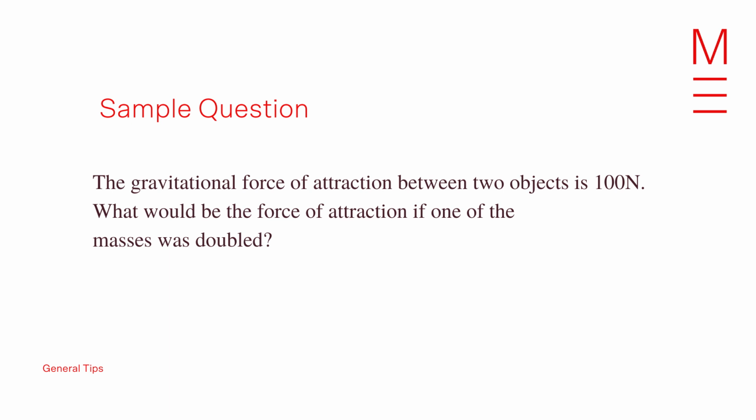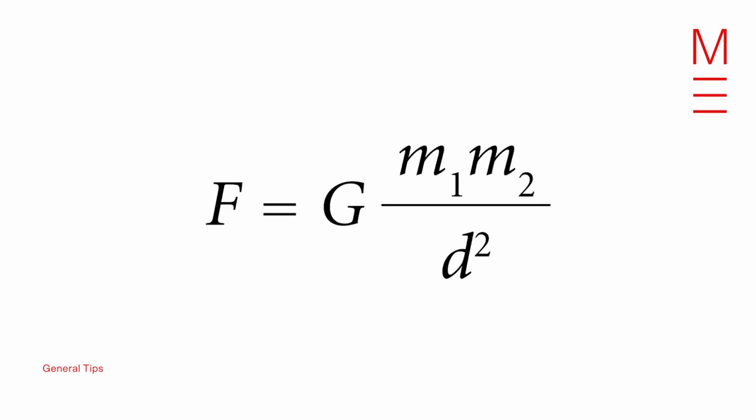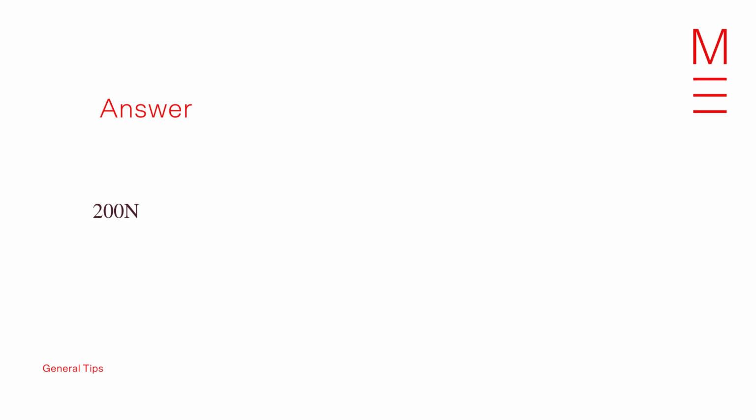Now, there's not enough information here to numerically use the formula. We don't know R, and we don't know either of the masses. But we do remember, hopefully, that the force is proportional to the 2 masses multiplied together. If one of the masses were to double, then the product of the 2 masses also doubles, and therefore so too does the force. We could then answer 200 newtons.